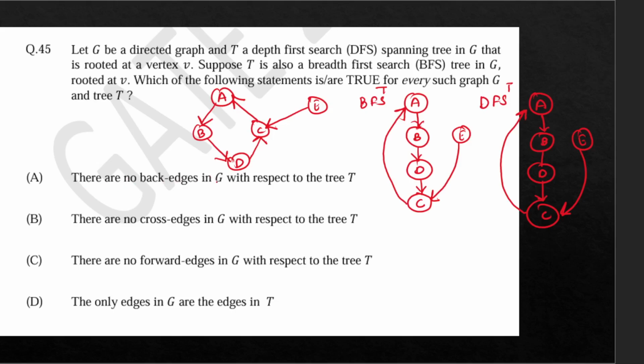There is no back edge in G with respect to T. This is not always correct. There is no cross edge. Clearly we can see a cross edge and a back edge, so not correct. The only edges in G are the edges in T. This is also not correct. There is no forward edge in G with respect to T. This is correct, because if a forward edge were there, it would not give the same tree for BFS and DFS. So why do we get BFS and DFS the same? Because a forward edge is not there.